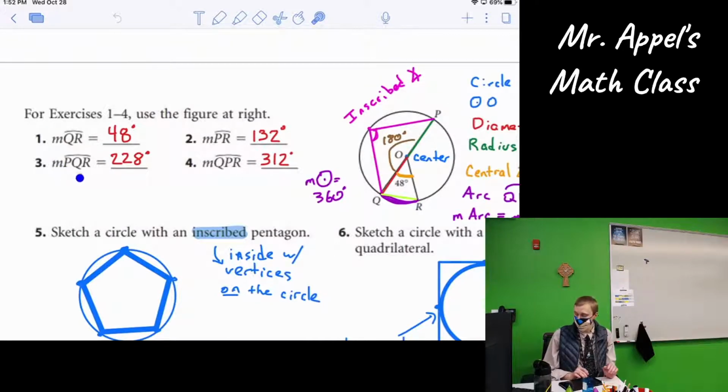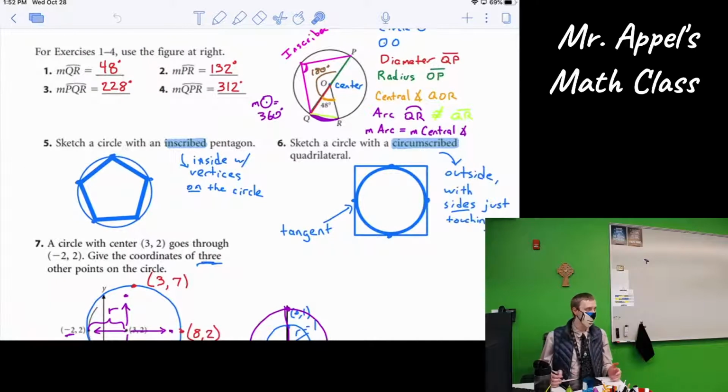Number 3, PQR. Gives us this half of the circle plus 48. You must go from P through Q to R. They give us those 3 letters for a reason. So we get 228 there. And then number 4, 312 degrees. Q to P to R is almost, but not quite, all the way around. We are this 48 bit short, so 360 minus 48 to get that.